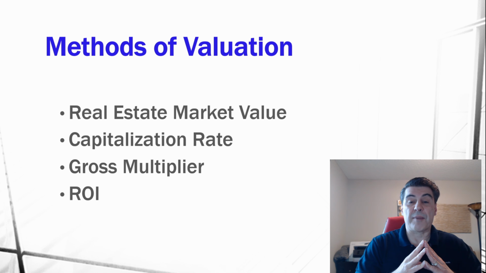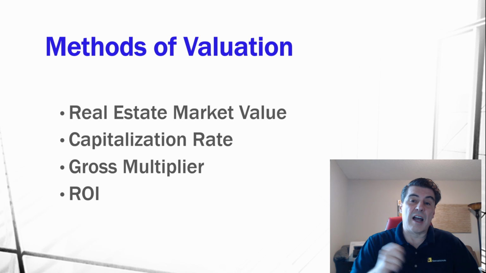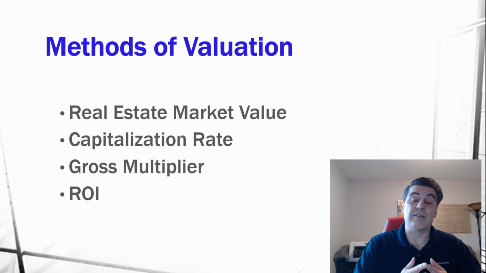The next is going to be the capitalization rate. Now this is going to determine your risk level. The lower the cap rate, the lower the risk. The next is the gross multiplier. The gross multiplier says how many years, based on its present rent income, before it pays for itself. The next is the return on investment, and is that a positive or a negative number?